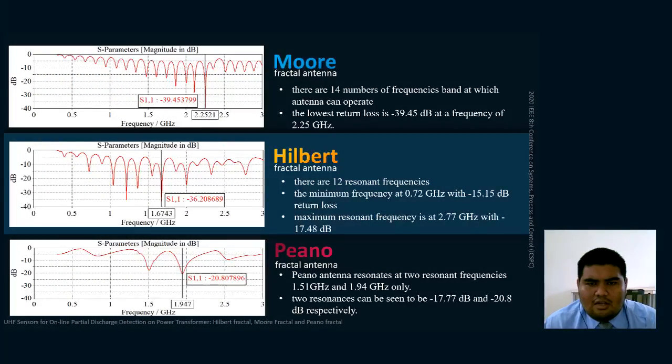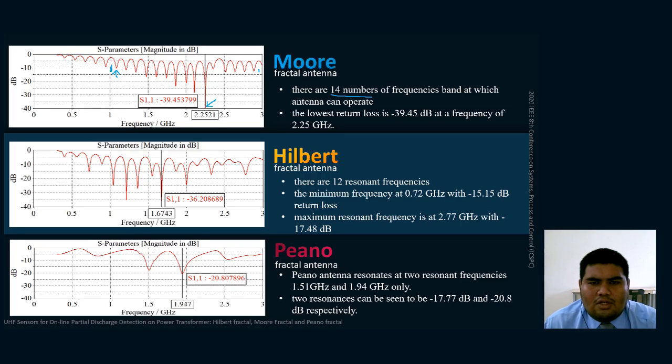Next is the result for S parameter. The first graph shows the result of S parameter versus the frequency of the Moore fractal antenna. It represents that there are 40 frequency bands at which the antenna can operate, with the lowest return loss being negative 59.45 dB at a frequency of 2.25 GHz. However, the minimum frequency that this antenna operates at is 1.08 GHz, which is quite far from 0.3 GHz.